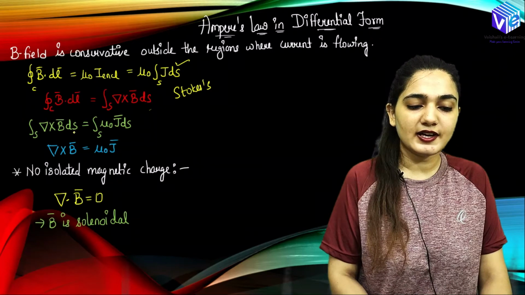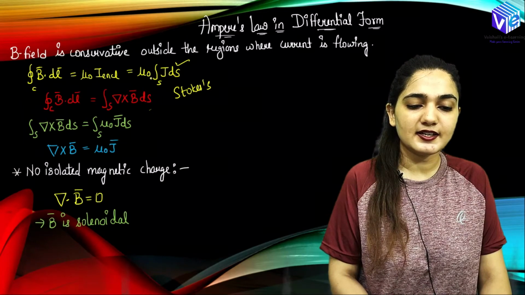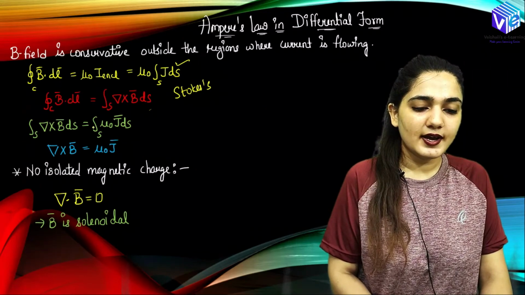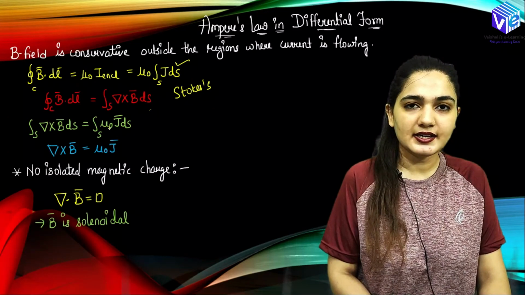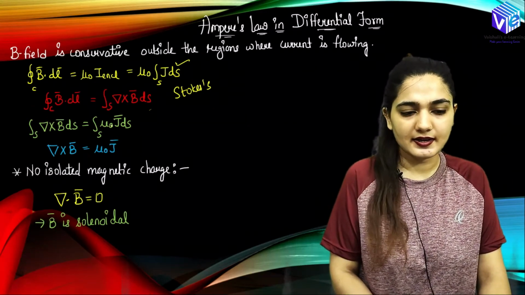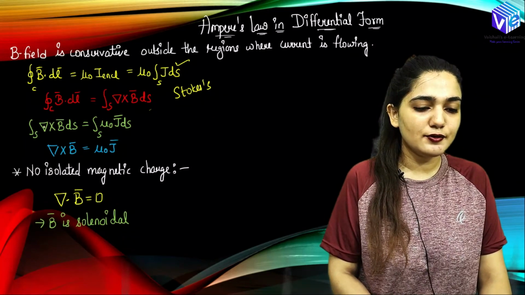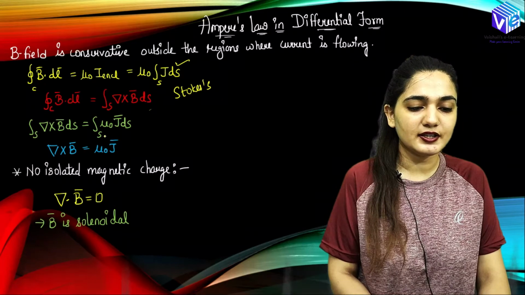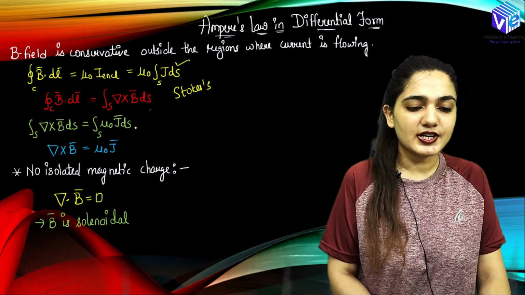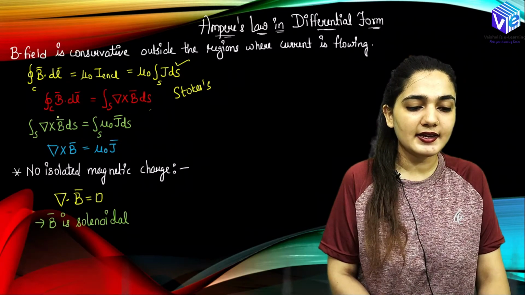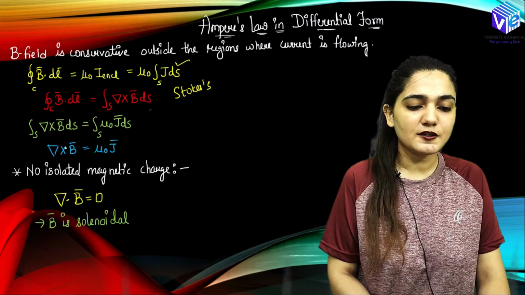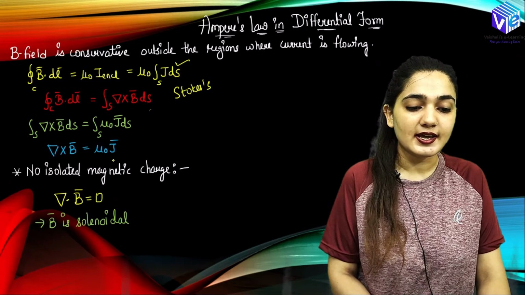The surface integration of del cross B ds will be represented as mu naught times the integration of J ds, right? Here I took the mu naught inside the integration because it's a constant, so I can take it inside. So now you can see the integration over the surface of del cross B ds is equal to the integration over the surface of mu naught J ds. So I can equate del cross B directly to mu naught J. So del cross B is equal to mu naught J.